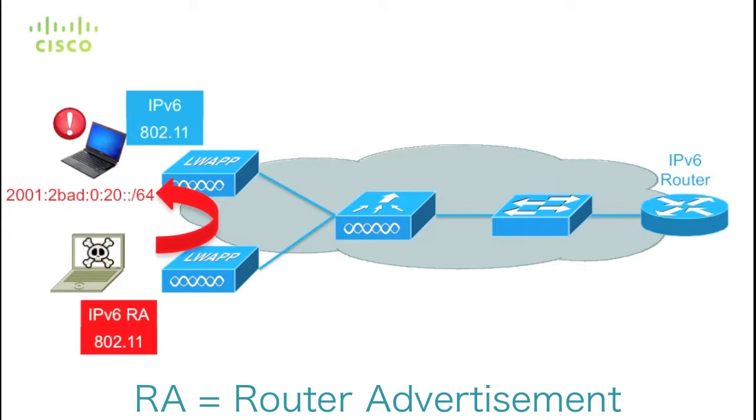If the malicious IPv6 clients send out too many RAs, it is also possible to overload the IP address table and the CPU of the other IPv6 client in the network. Now let's take a look at what's going to happen when a malicious IPv6 client is sending out too many RA packets.